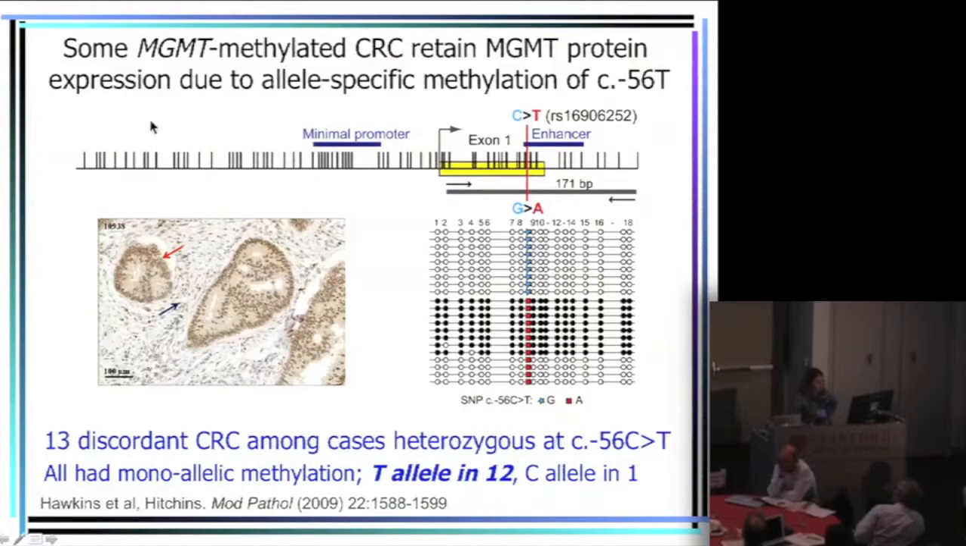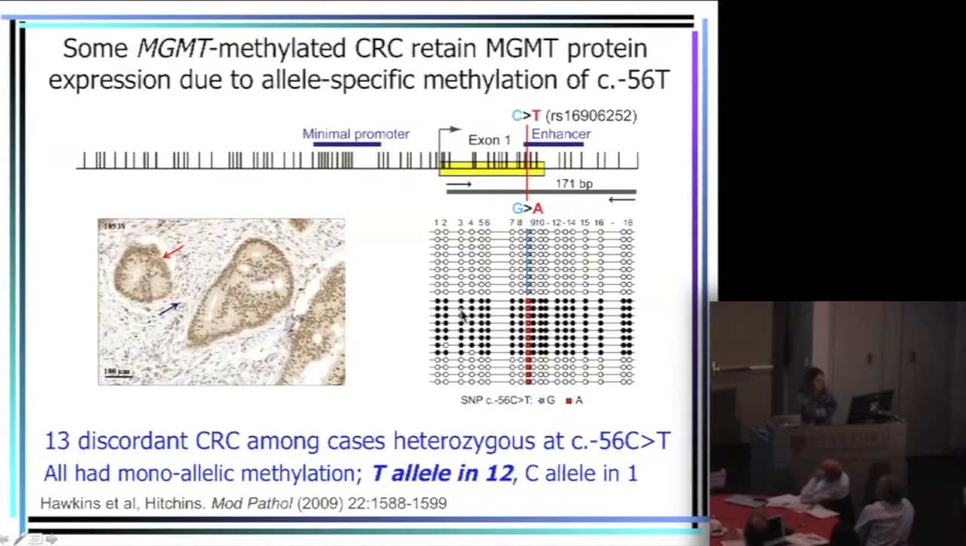So here's a map of the promoter and enhancer of MGMT and exon 1, and here's the SNP located within this enhancer element. And this shows you a tumor, just one example of a number of tumors where we've observed this discordance between immunohistochemistry and methylation status. So here we have a tumor that's strongly expressing MGMT, and yet when you look at the methylation status by allelic bisulfite sequencing, you can see that the tumor is in fact methylation positive.